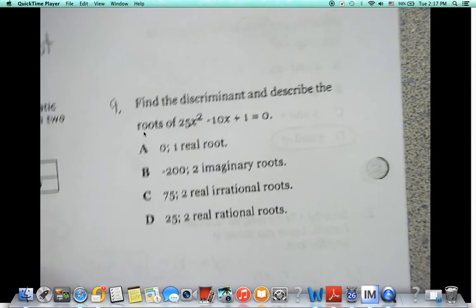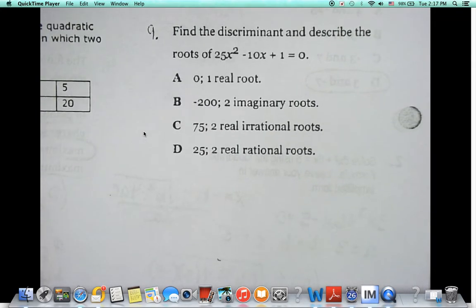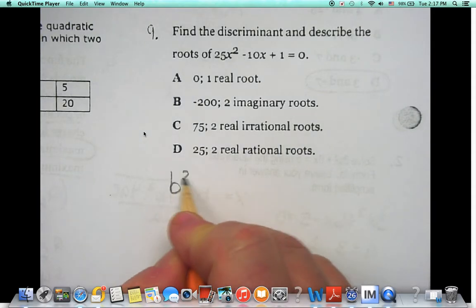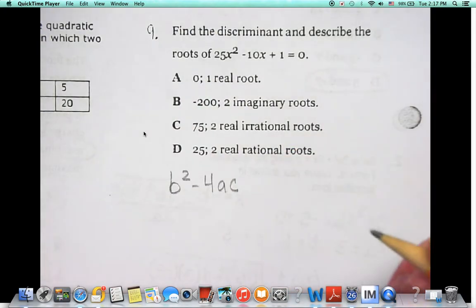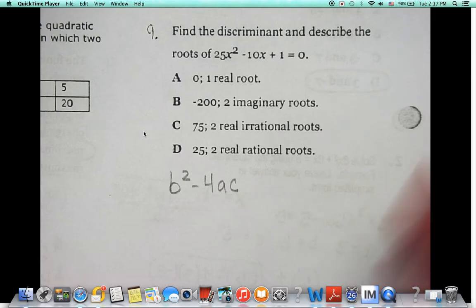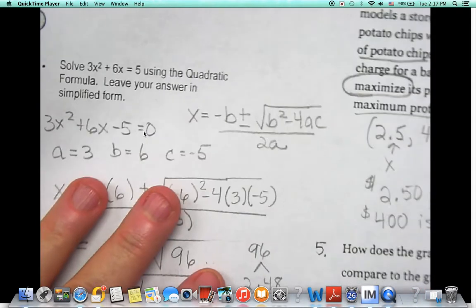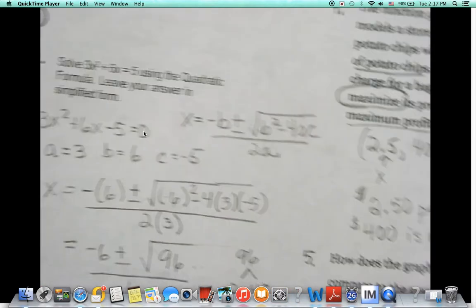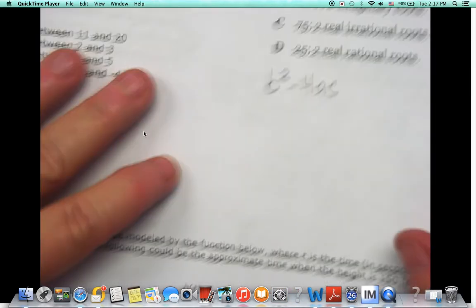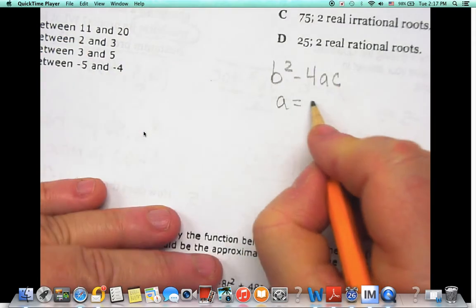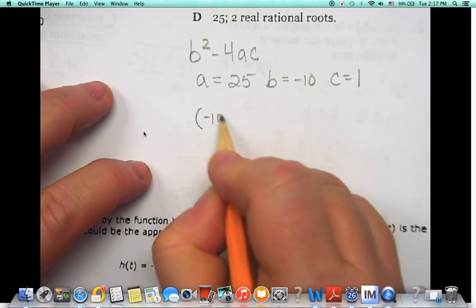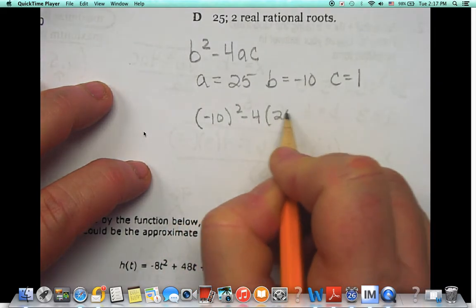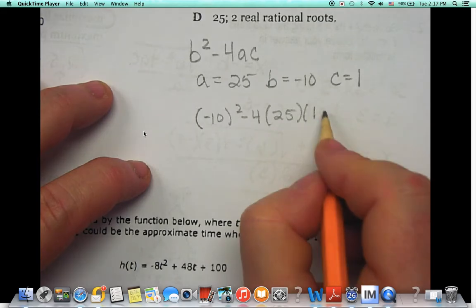Okay, number 9. Find the discriminant and describe the roots. So the discriminant is b squared minus 4ac. I'm going to give you the quadratic formula. It's inside the quadratic formula, underneath the square root. That's your discriminant. Okay, so A is 25, B is negative 10, and C is 1. Then we'll plug in negative 10 squared minus 4 times 25 times 1.